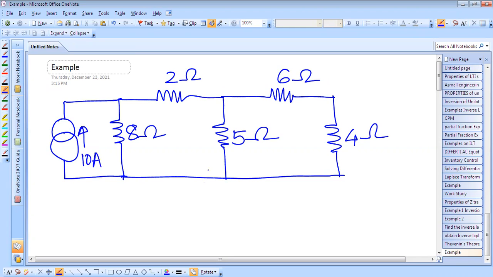Now we have to find the current flowing through this 5 ohm resistor. This current we have to calculate. What is the current flowing through this 5 ohm resistor? So this we have to find, I, by using Norton's theorem.